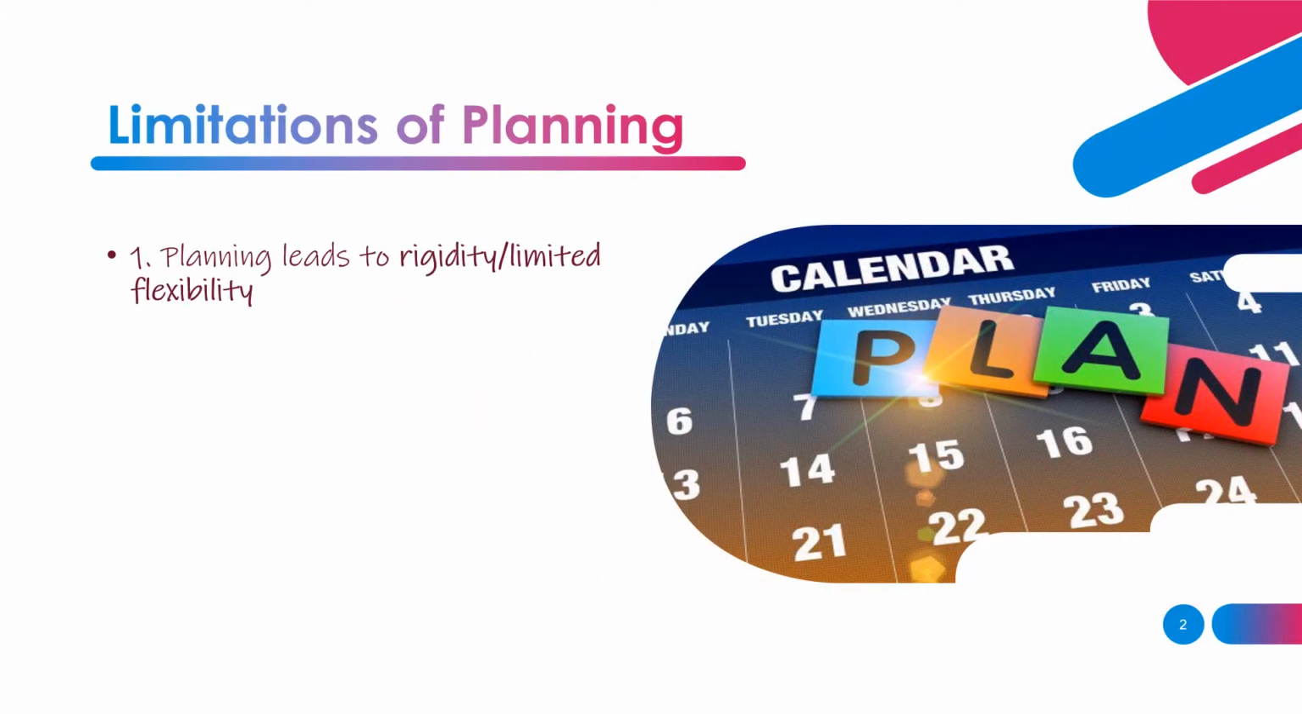Under the category of limitations of planning, we have the first point: planning leads to rigidity or limited flexibility. In an organization, certain plans are made to achieve certain objectives, and these plans are made for a specific period of time. These plans decide the future course of action, and it is not really possible for managers to change them every time. So they strictly have to adhere to the formulated plan irrespective of the changes in the environment. And this sometimes is not really favorable for an organization.